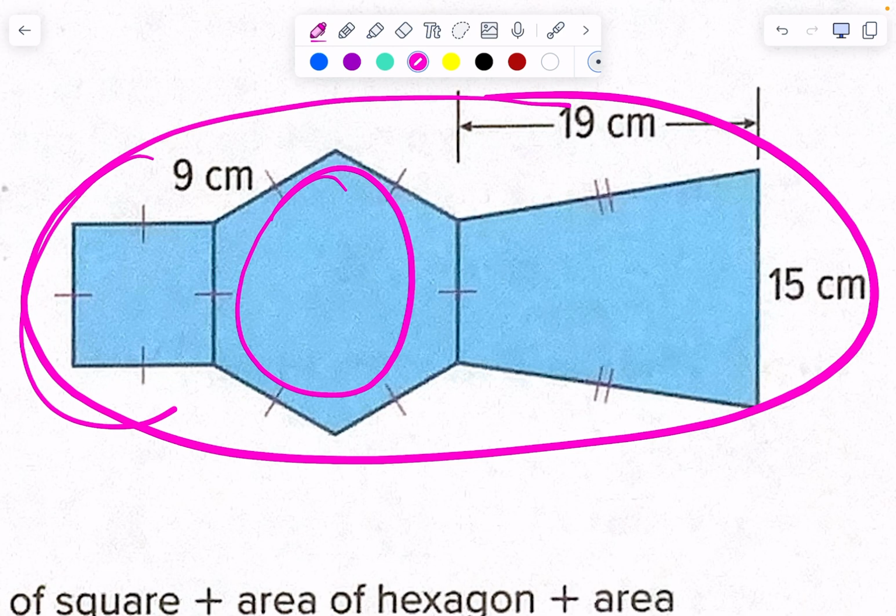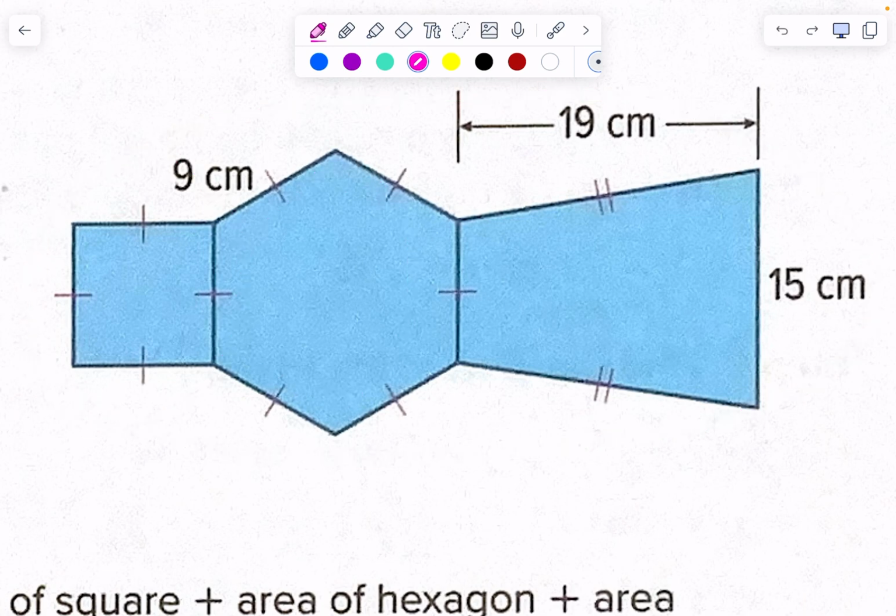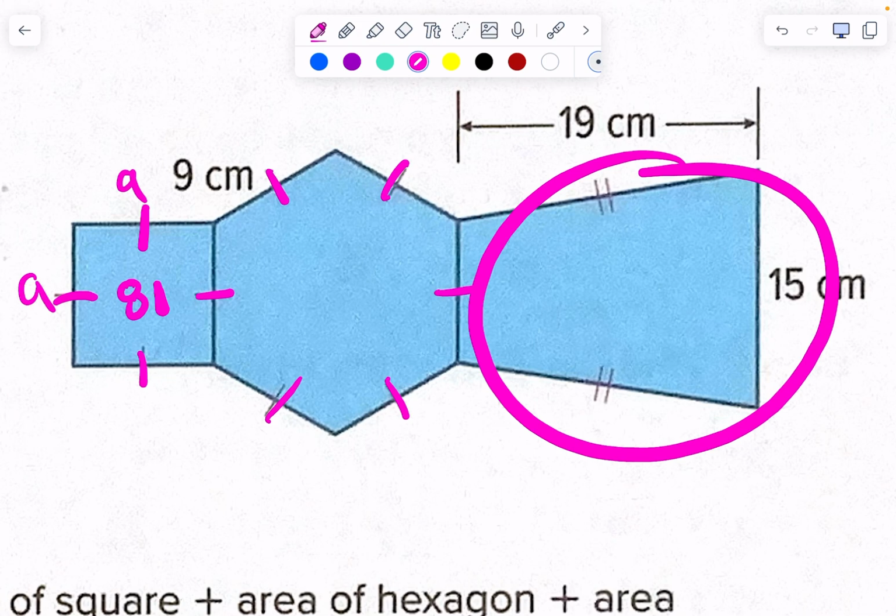But what is this guy right here? What shape is that left side? Square. He is a square. What are its dimensions? It has little tick marks. It's 9, 9, 9, 9 all the way around. So this is a 9 by 9 square, and so its area is 81. True? Okay.